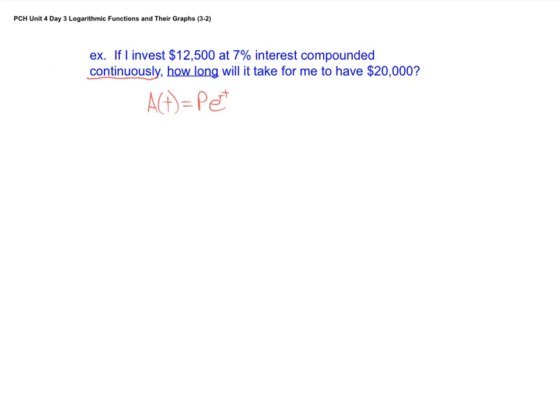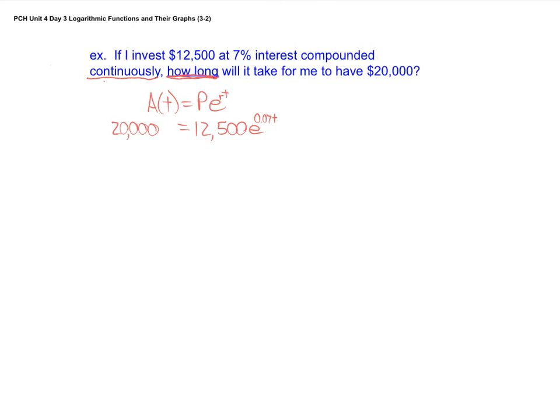Alright, so if we plug in everything that we know in this case, I want the amount to end up equaling 20,000. Okay, this is the part that we were solving for last time. But now we know what the end result is supposed to be. And I'm starting with 12,500. Okay, that's going to be times e to the rt, so it's 0.07 times t. Because we're asking what the time is. How long is it going to take for this to happen?